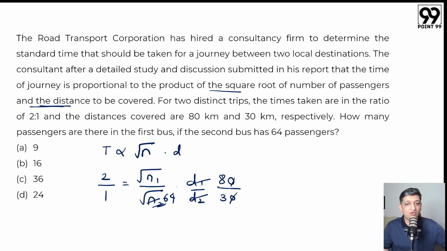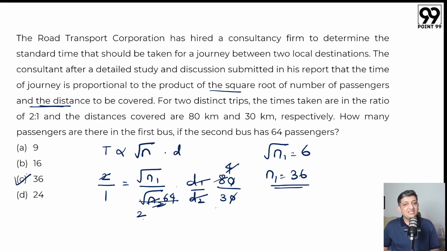So we can cancel out 0 and 0 from 80 and 30. We can also say that 8 4s are 32, no wait, root of 64 is going to be 8. So 4 will get cancelled with this 8 and we will get a 2 here, which basically means that root of n1 is going to be equal to 2 times 3, that is equal to 6, or the value of n1 will be 36. So how many passengers should be there in the first bus? There should be 36 passengers present in the first bus.